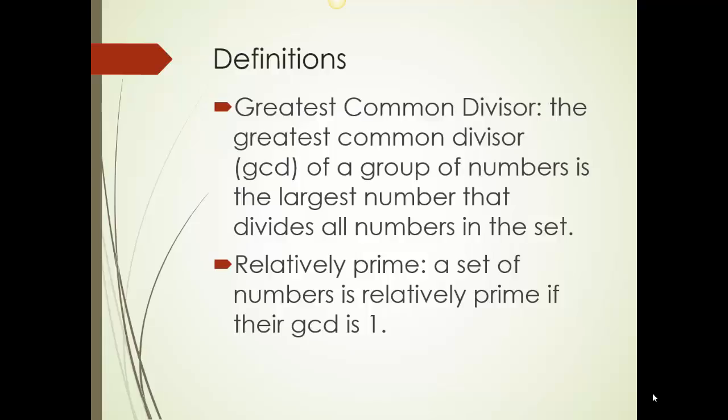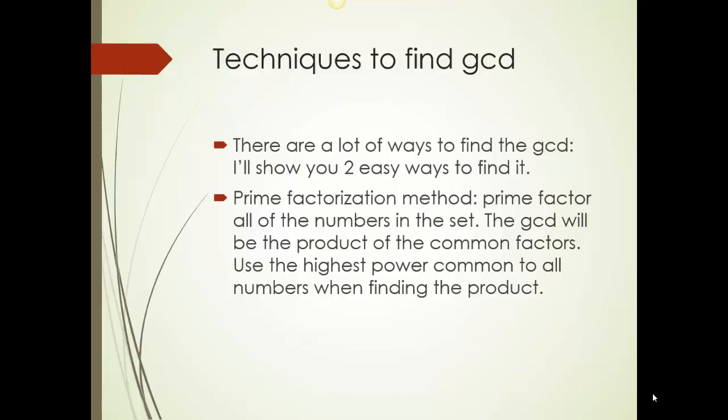Relatively prime is just another definition that will be important to us in this section. A set of numbers is relatively prime if their GCD is 1. So if I give you a couple of numbers and they don't have anything in common, we say they're relatively prime. An easy example would be 5 and 7. There's nothing that goes into 5, nothing that goes into 7 except 1. 5 and 7 are prime though, so sometimes people go, oh, that only happens for prime numbers. Let's think of two numbers that aren't prime, maybe like 4 and 15. 4 is not prime, 15 is not prime, but when you look at 4 and 15 together, they have nothing in common. So we call those relatively prime because they have nothing in common.